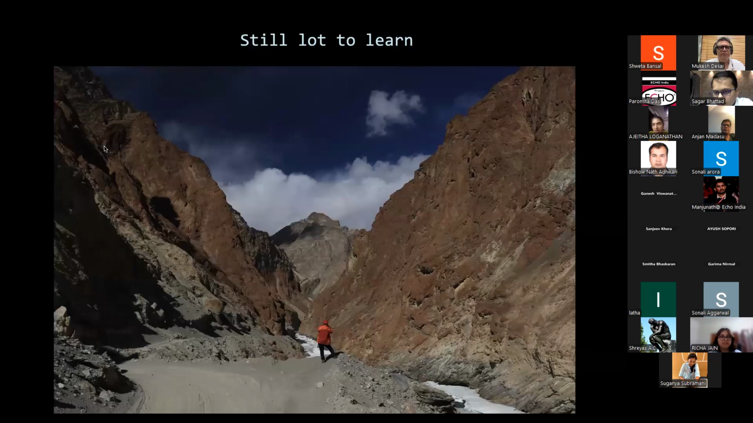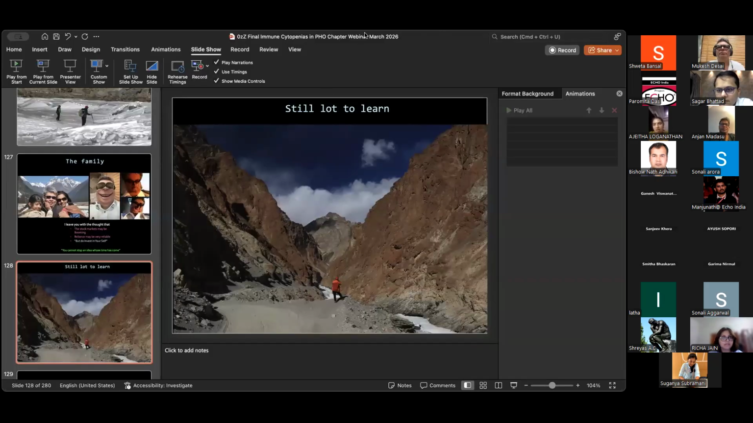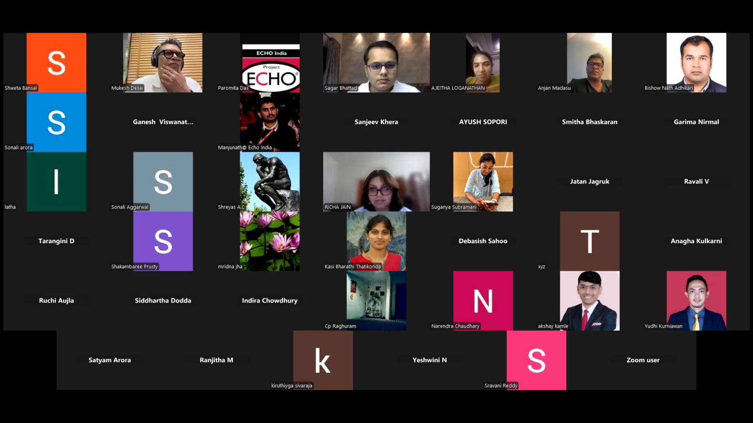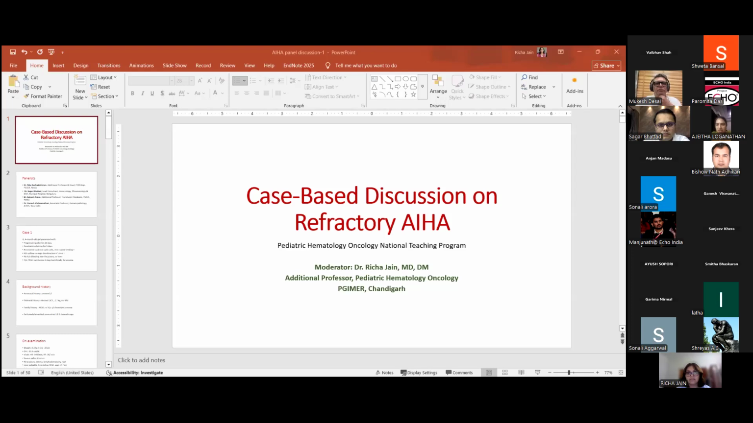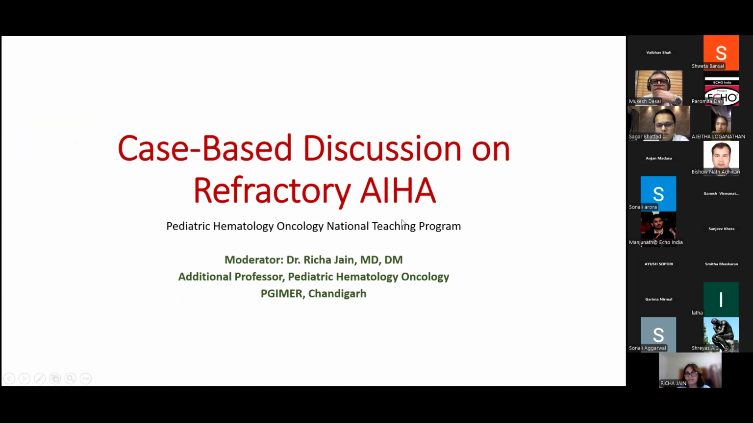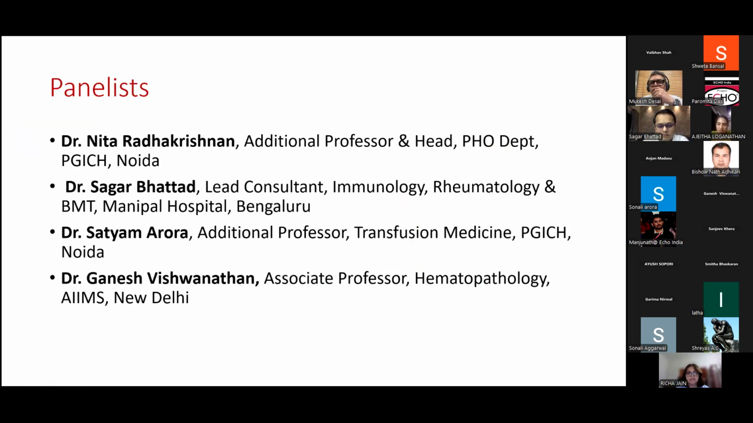And the next will be a case-based discussion on refractory autoimmune hemolytic anemias by Dr. Richa Jain, additional professor, pediatric hematology department from PGIMER. And the panelists will be Dr. Neeta Radhakrishnan from Postgraduate Institute of Child Health, Noida, Dr. Sagar Bhatter from Manipal Hospital, Bangalore, Dr. Satyam Arora, additional professor of transfusion medicine from the Institute of Child Health, Noida, and Dr. Ganesh Vishwanathan, associate professor of hematopathology from AIIMS, New Delhi. So over to you, ma'am. Thank you, Rajita. I hope I am audible and my slides are visible.